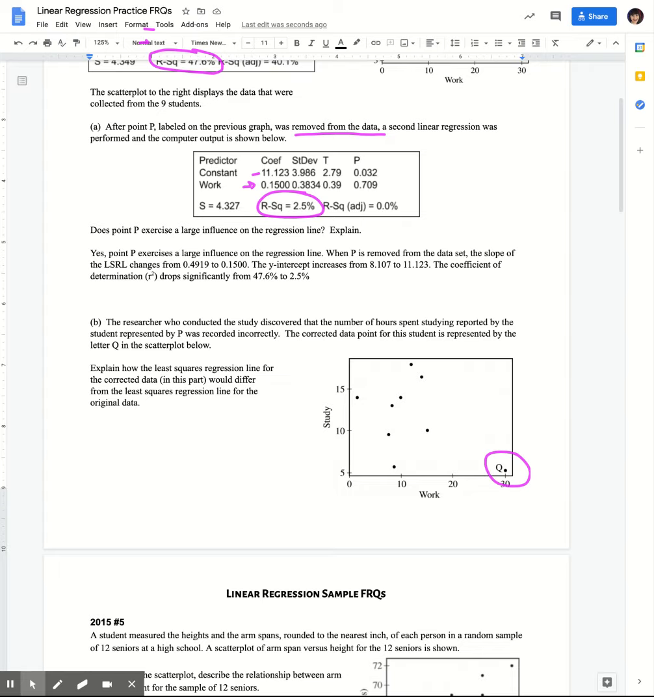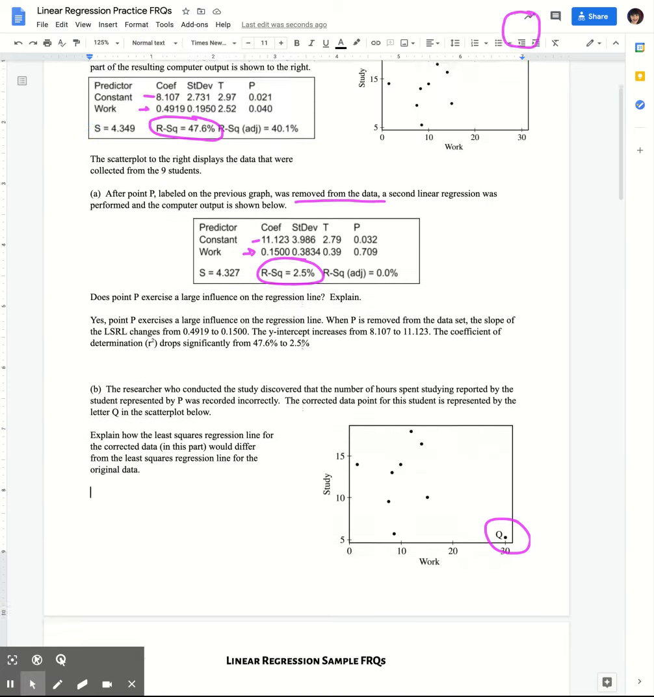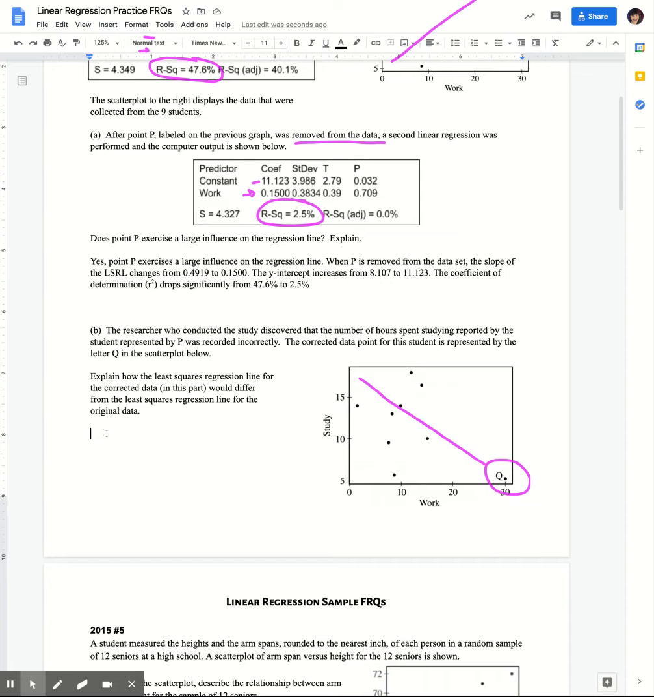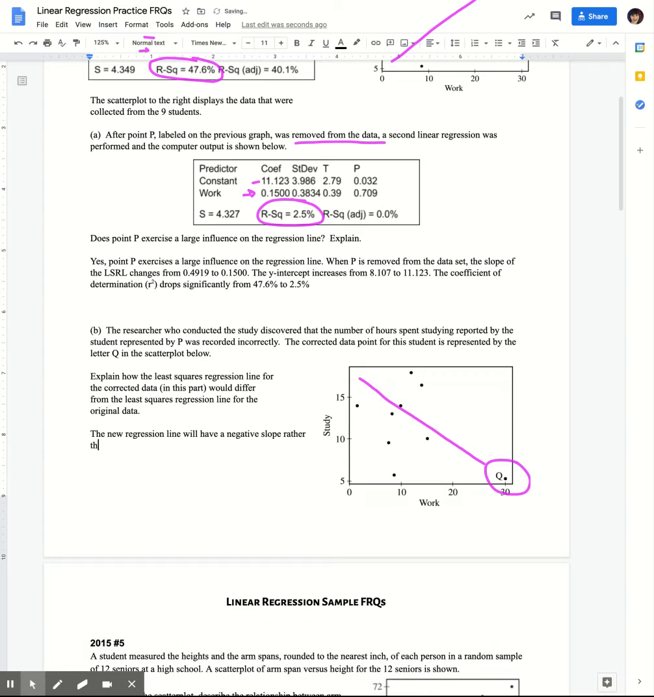So the slope is the easiest part to identify. In the original, the slope looked more like this, and with point Q, the slope looks more like this. So definitely the slope is going to decrease. So the new regression line will have a negative slope rather than a positive slope.